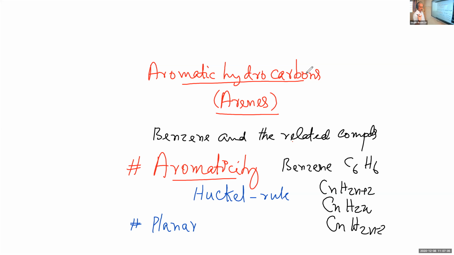So planar, conjugated polyenes. Shall I explain what it is? Conjugated polyenes with 4n plus 2 pi electrons.